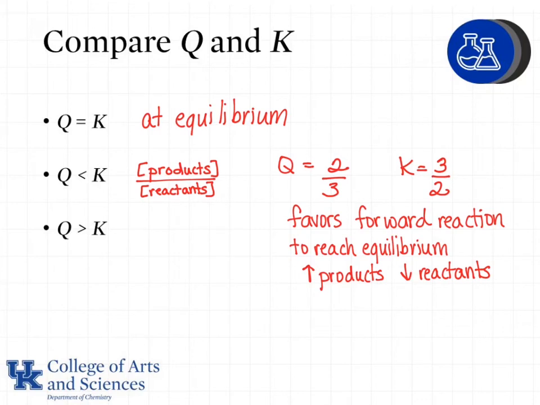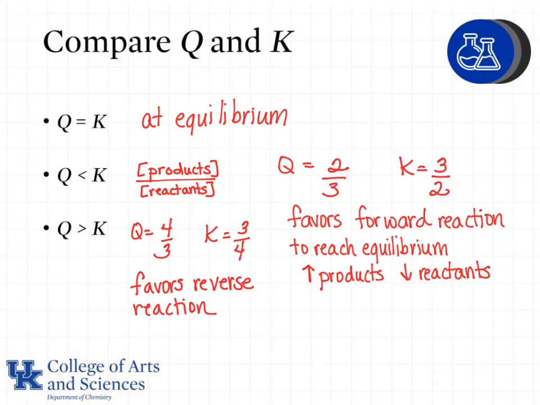Next, we're going to look at an example where Q is greater than K. So for Q equal to 4/3 and K equal to 3/4, we see that our numerator is too large and our denominator is too small. So in order to get from Q to K to be at equilibrium, which is where every system wants to be, we need to favor the reverse reaction.